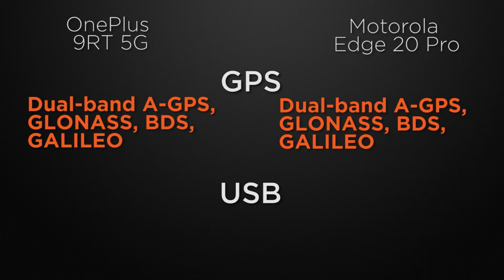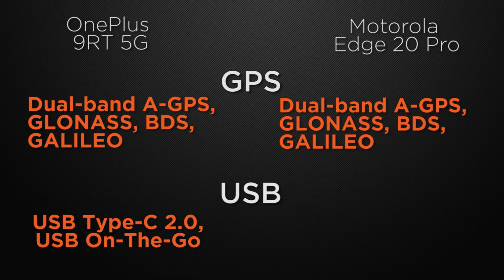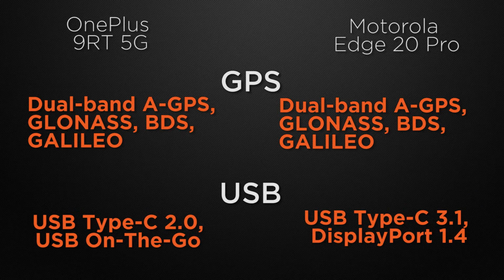And about the USB connectivity of the devices, 9RT comes with a 2nd gen Type-C connector with OTG support, whereas 20 Pro has a 3.1 generation Type-C connector with DisplayPort. So the winner here is 20 Pro because it has DisplayPort, which can be useful for connecting the device to a monitor or smart TV for playing games.